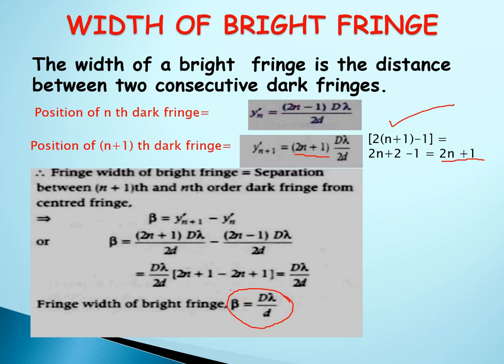What are the 3 factors on which fringe width depends? The distance of the screen from the plane of the coherent sources, the wavelength of the incident light, and the distance between the 2 coherent sources. Immediately the next question you get: what happens to the fringe width if the screen is pushed forward? As D increases, beta increases.